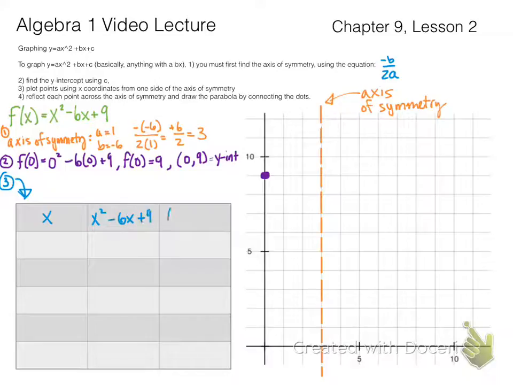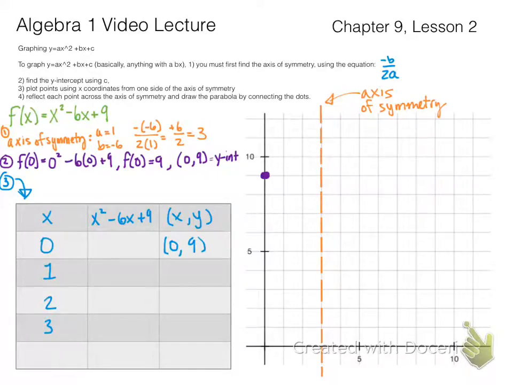Boom, there it is. Alright, so now we have some x's that are between, and what I mean by between is here, between the axis of symmetry and the y-intercept. It's going to give us some points to use. Okay, so let's go ahead and use 0, 1, 2, and 3.